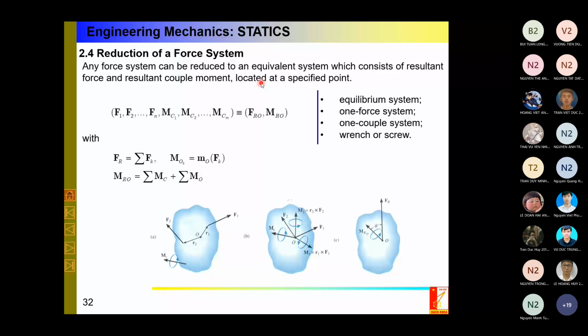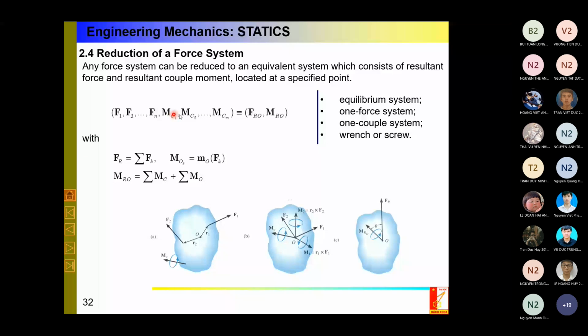It means that any complicated force system, you can replace it by only two things. First thing, look at this picture. For any force system, I can replace it by one force, FR, the resultant force, and a resultant couple. Here, in mathematical way, you see that I have many forces and many couples. For each couple, it is a small system with two forces, but sometimes I separate it.